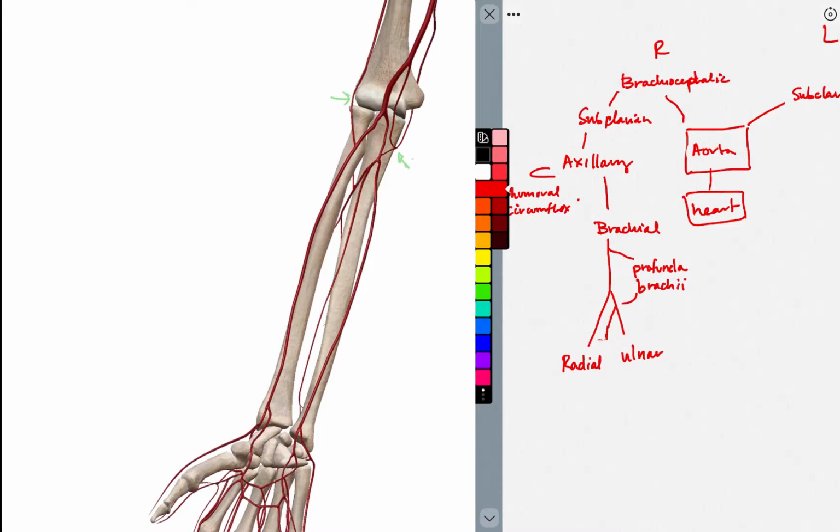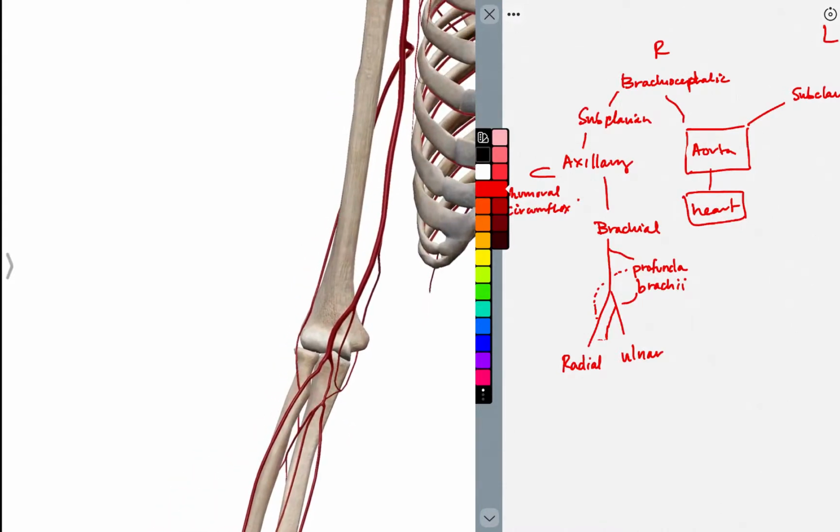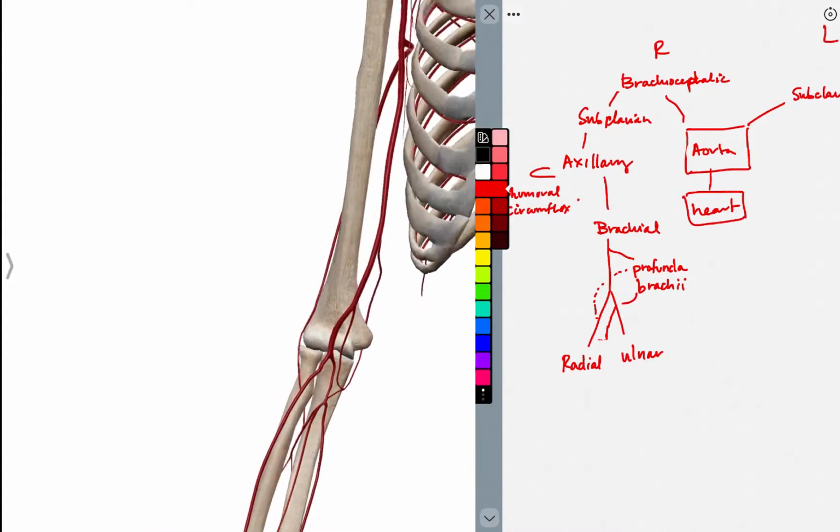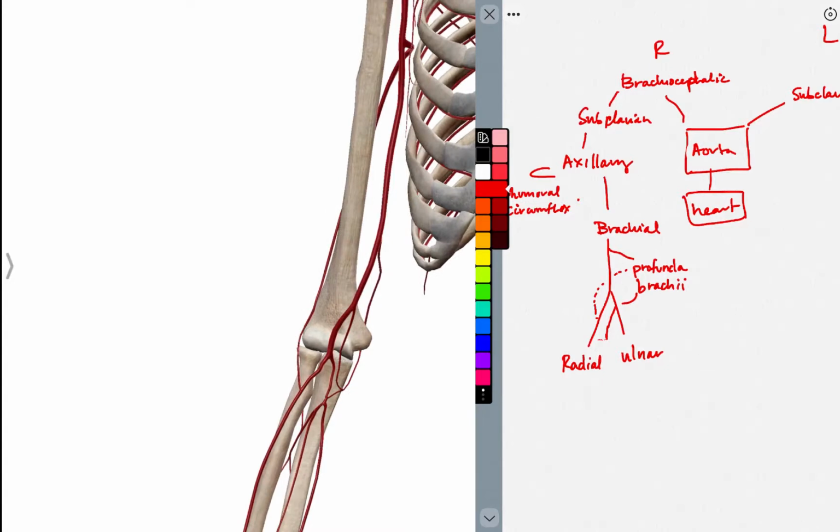So it's kind of fun because it creates a bit of an anastomosis, where if you had some kind of blockage here in your brachial artery, that blood would still have a different path to get to your lower arm through this profunda brachii. Now that's a pretty small artery, so you would not be getting nearly as much blood, but you're not going to lose your hand, or at least not as fast, so that's a good thing.